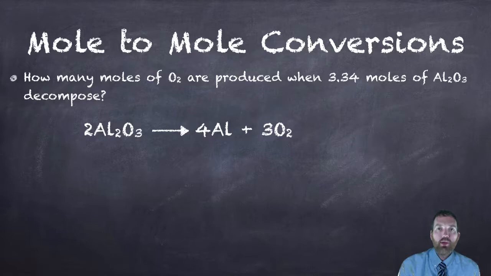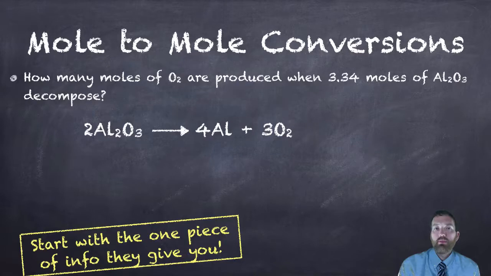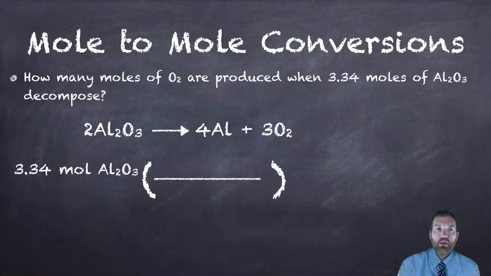They gave us in the problem 3.34 moles of aluminum oxide. We always start with the one piece of information that they give you. Okay, then we want to convert to moles of oxygen. They say how many moles of oxygen do we make when we have this many moles of aluminum oxide decomposing. So the way you set up your brackets, you want to have the units above and below cancel, and the unit that you want to turn it into has to be on top here. So they're asking for moles of oxygen, so that tells me I want moles of oxygen on the top and moles of aluminum oxide here on the bottom.